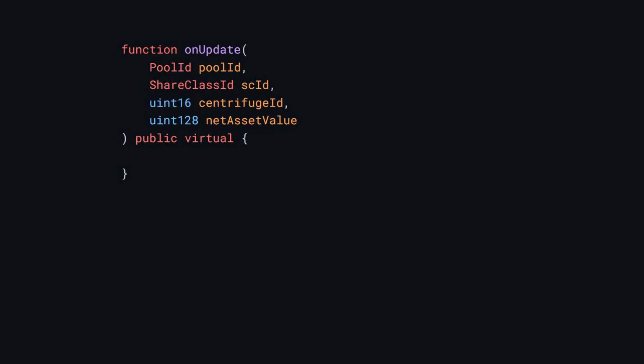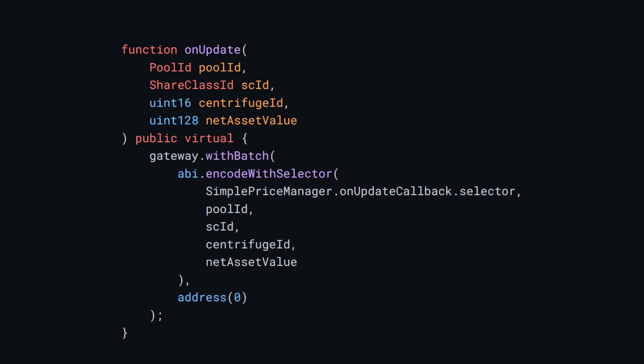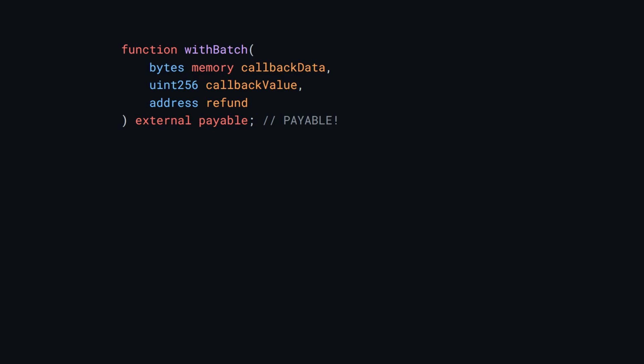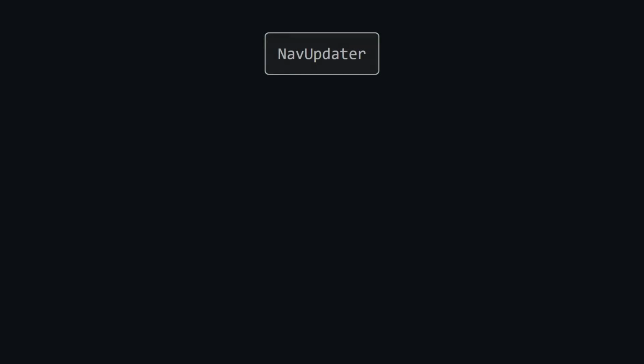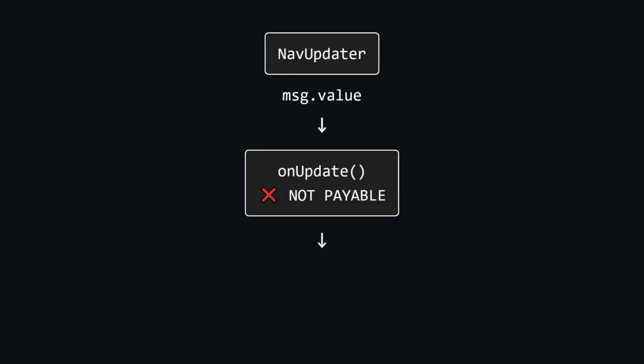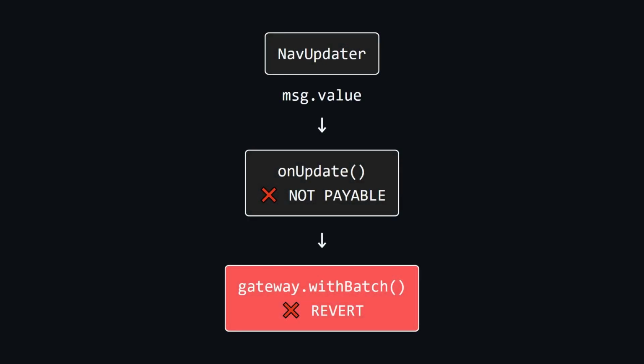Imagine we have a function onUpdate. This function calls another contract function, gateway withBatch. As we can see, withBatch is a payable function and requires some message value to pay for execution fees. However, since onUpdate is not payable, no Ethereum is forwarded. In scenarios where fees are required, this causes the transaction to revert.